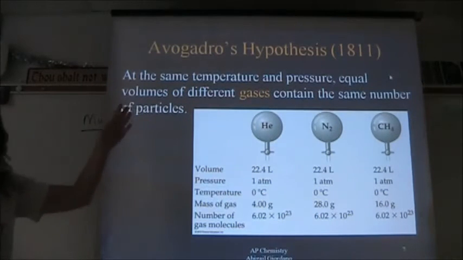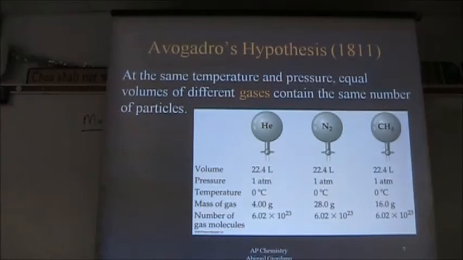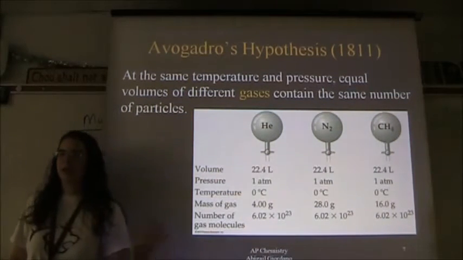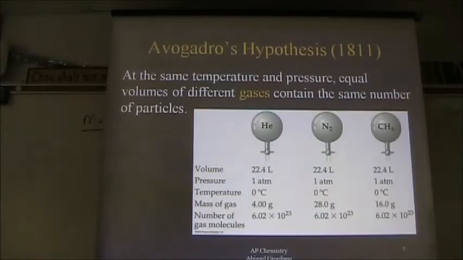Okay? Getting a little later, we come across Avogadro. And we've got a lot of information here in this graphic, but let me ask you this question. See if you remember from Chem 1. 1 mole of any gas, it doesn't matter what gas it is, 1 mole of any gas has what volume? Remember the number. 22.4. It's written right up there.